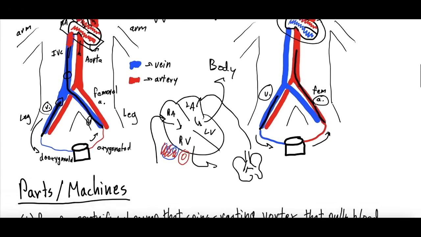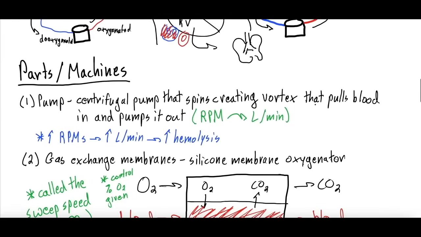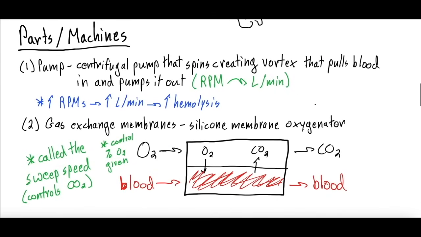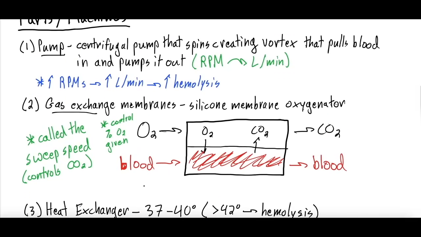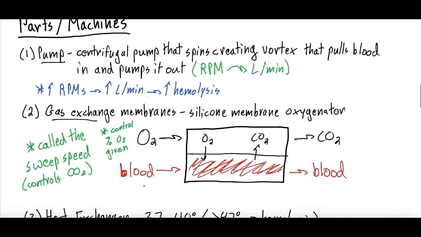So what is the ECMO circuit itself? What makes it up? What does it need to function? Well, if you think about its roles, you need a pump to pump the blood, a gas exchanger to take the carbon dioxide out and put the oxygen in, and then you need to keep it warm. So it is a simplistic conceptual setup, but it's tremendously complex at its roots.